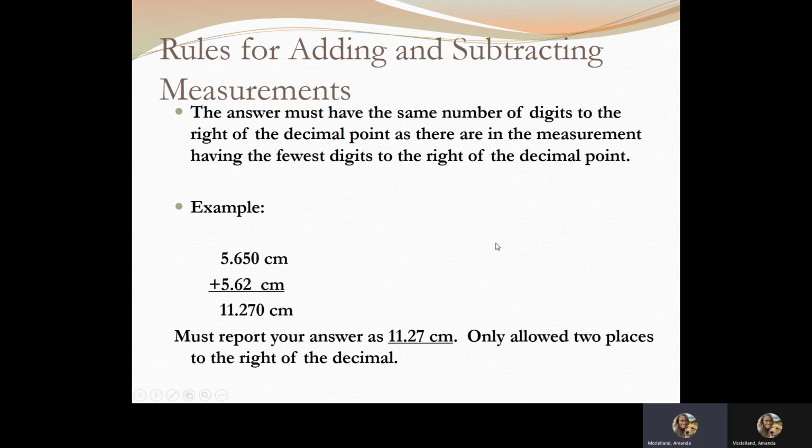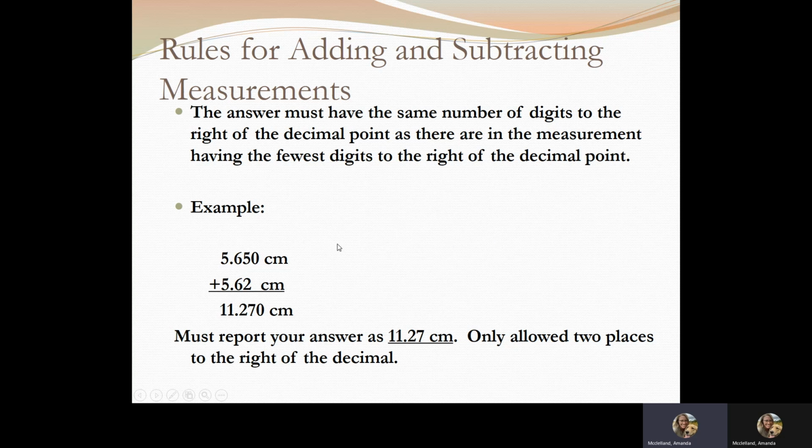Now, adding and subtracting, I only need to look at the decimal place, because remember, we said in our measurement section, the more decimal points, the more accurate. So that also is the opposite: the fewer decimal points, the least accurate. So when I'm adding and subtracting, all I need to do is look at my decimal points to tell me which one is the least accurate.